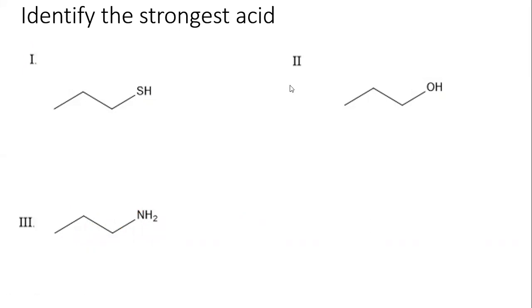Again, as you go down a group on the periodic table, the polarizability increases because you add more electrons as you go down a group. So the more electrons you have, the greater the polarizability.